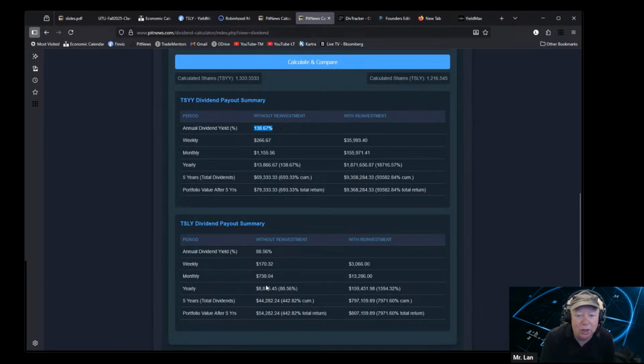138% return on TSYY, 88% return on TSLY. Both of those are making money off of Tesla. TSYY is selling puts, so they're collecting premium from people who think the market's going to go down. And premiums right now are really expensive, because a lot of people think Tesla's going to fall. So the premiums have gone way up. That's why this is so high right now. These guys are making money if the market rises, and a lot of people don't think the market's going to rise anymore. So that's why this is starting to flush down a little bit. But still, 88% is unreal money. That's a lot of money. All right.